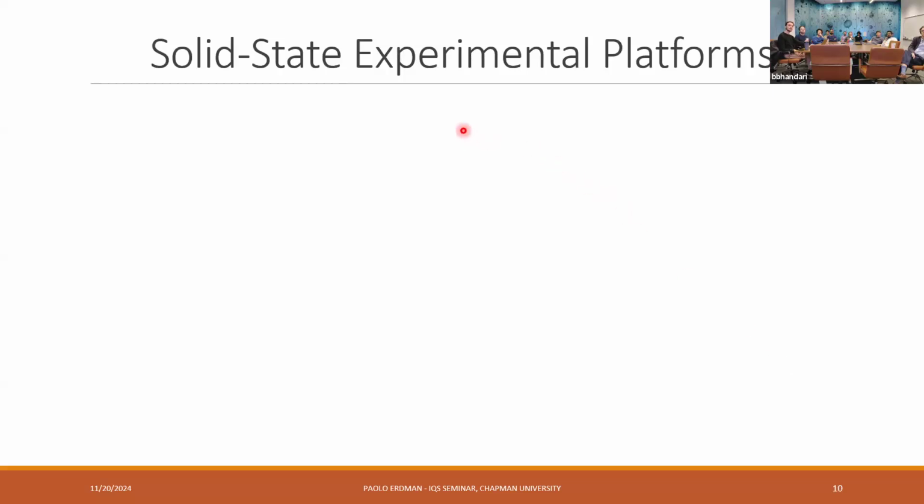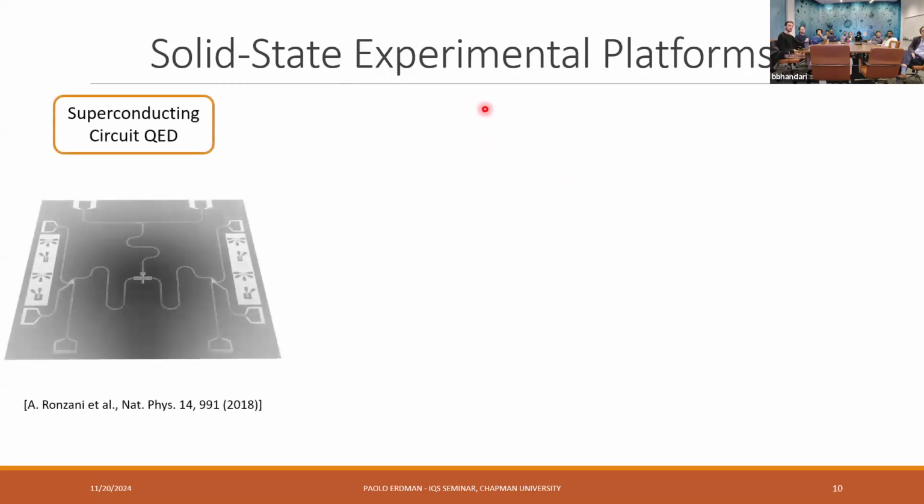And yes, let's say solid state platforms where these ideas are being tested are the following. This is a device that was fabricated in the group of Jukka Pekola in Helsinki. And here in the center, this is a transmon qubit. This would be our quantum system, or the gas, let's say, in the classical case.